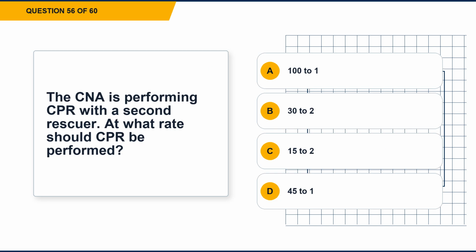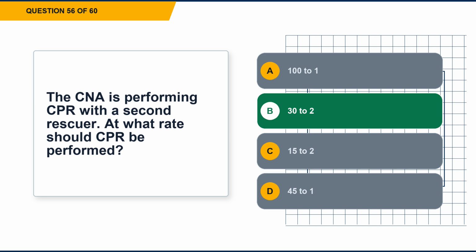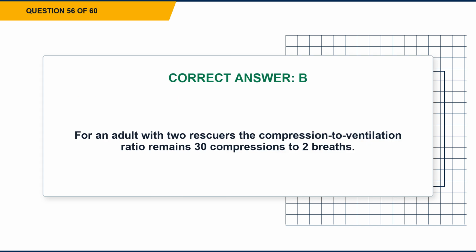Question 56. The CNA is performing CPR with a second rescuer. At what rate should CPR be performed? Option A, 100 to 1. Option B, 30 to 2. Option C, 15 to 2. Option D, 45 to 1. The correct answer is option B, 30 to 2. Explanation: For an adult with 2 rescuers, the compression to ventilation ratio remains 30 compressions to 2 breaths.